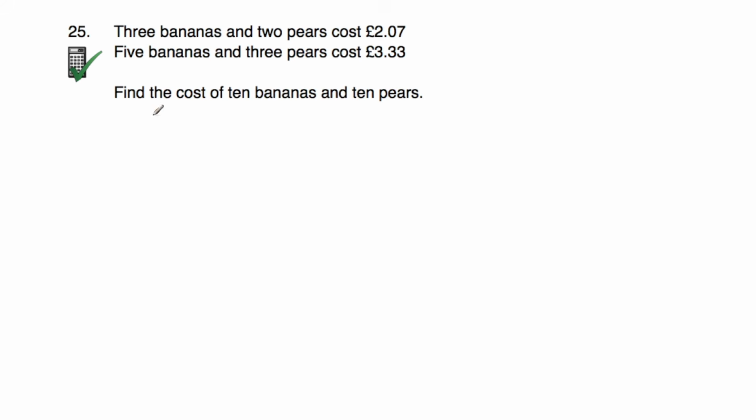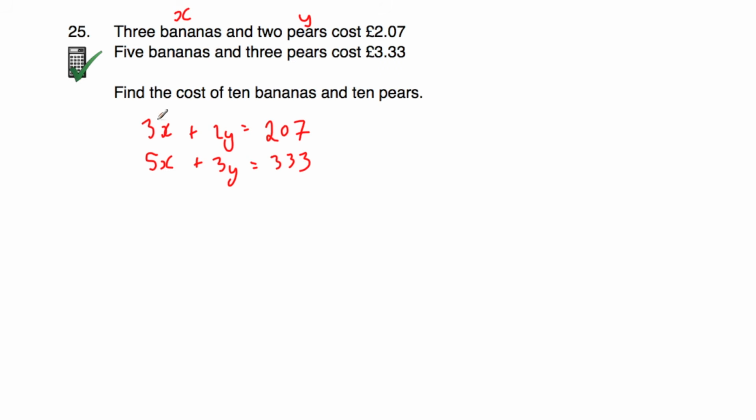So we've got 3 bananas. Let's call the cost of a banana x and the cost of a pear y. So that's going to be 3x plus 2y equals. And now we've got £2.07, so I'm going to call that 207. I'm just going to change it into pence. And then our next equation would be 5 bananas. So that's going to be 5x plus, and then we've got 3 pears, and that's 3y. And that would be equal to 333 pence. So we've got our two equations.